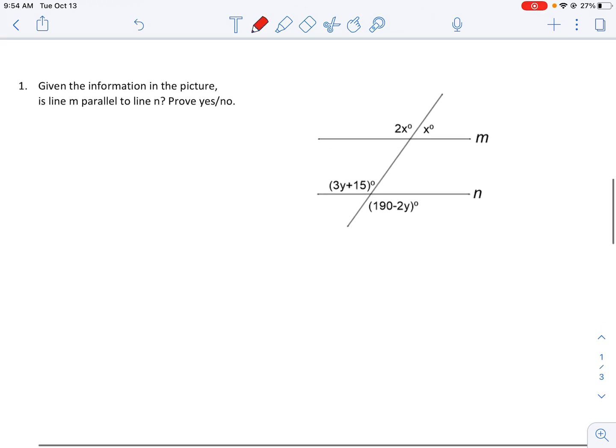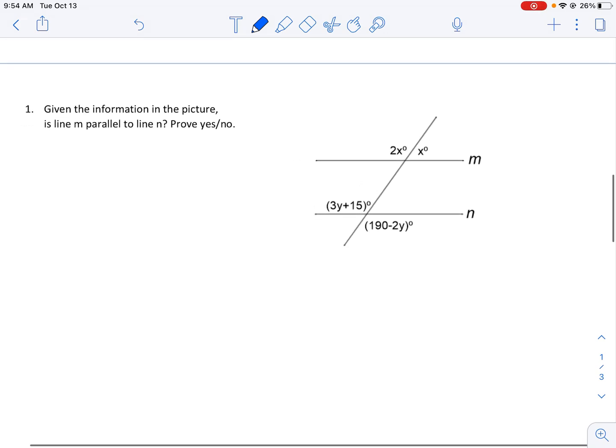Okay, so let's go through some proofs. If you want to go ahead and try any of these on your own, which you should, but if you want to watch this first example first and then try one on your own, that would be fantastic, and then you can check the key to see. All right, so let's go through the math first. So we're going to show whether or not M and N are parallel.